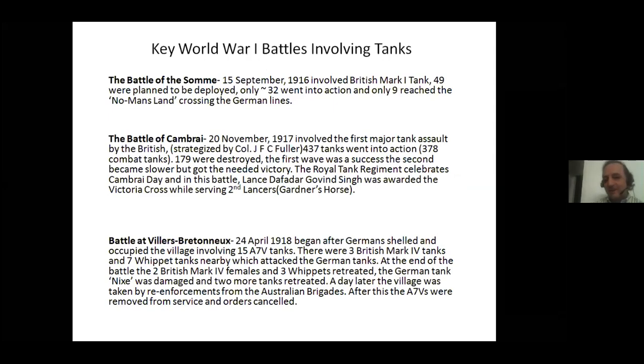So these are some of the key battles that I picked from World War I. The Battle of Somme started in July, ended in November, but it was around 15 September that the Mark I saw the first action there. About 41 or 49 of them were planned to be deployed, but eventually around 28 to 32 go into action.